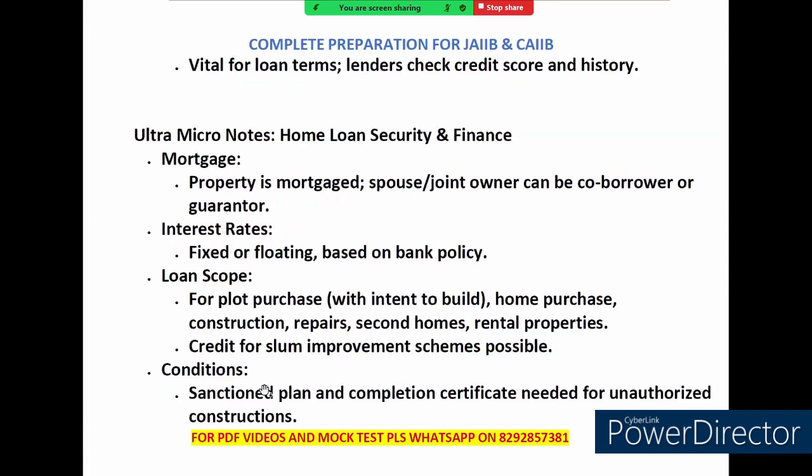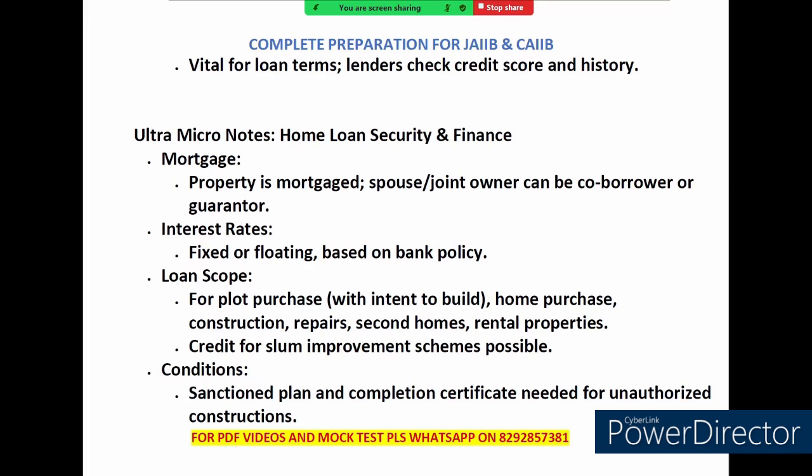Let's talk about home loan security and finance. When you take a home loan, the property is typically mortgaged to the bank. In many cases, your spouse or joint owner can also act as a co-borrower or even guarantor for the loan. The interest rate on the home loan can be either fixed or floating, depending on the bank policy. A fixed rate stays the same throughout the loan, while a floating rate changes based on the market rate.